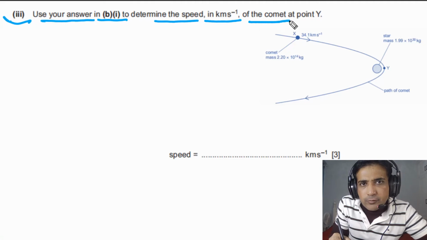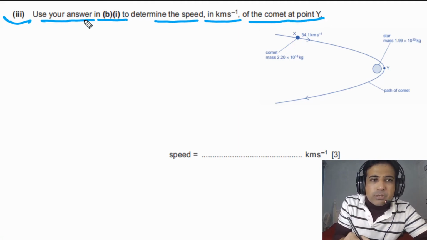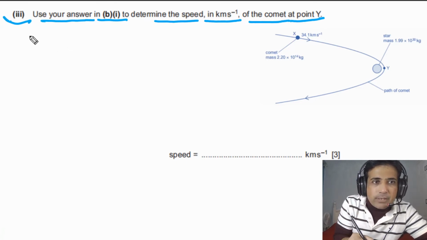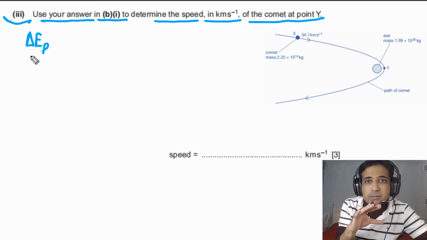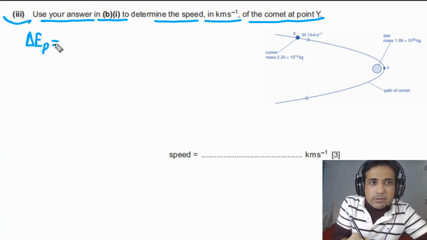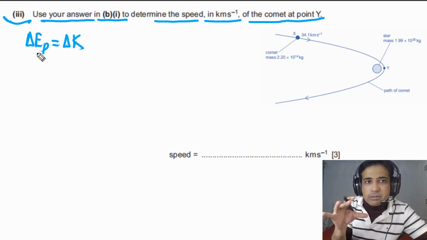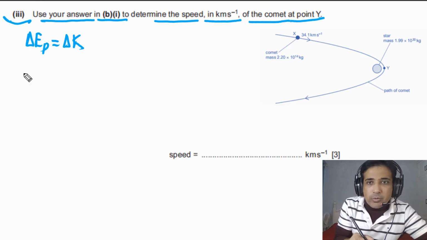For our third part, we need to use our answer in B1 to determine the speed in kilometers per second of the comet at point Y. So this is a hint, meaning we need to use our answer from B1. In B1 we calculated the change in gravitational potential energy, and in this system there is only one force, that is gravity. So mechanical energy of this system is conserved. We can say loss in GPE is equal to gain in KE, and the change in gravitational potential energy we have already calculated was 4.23 times 10 to 23.